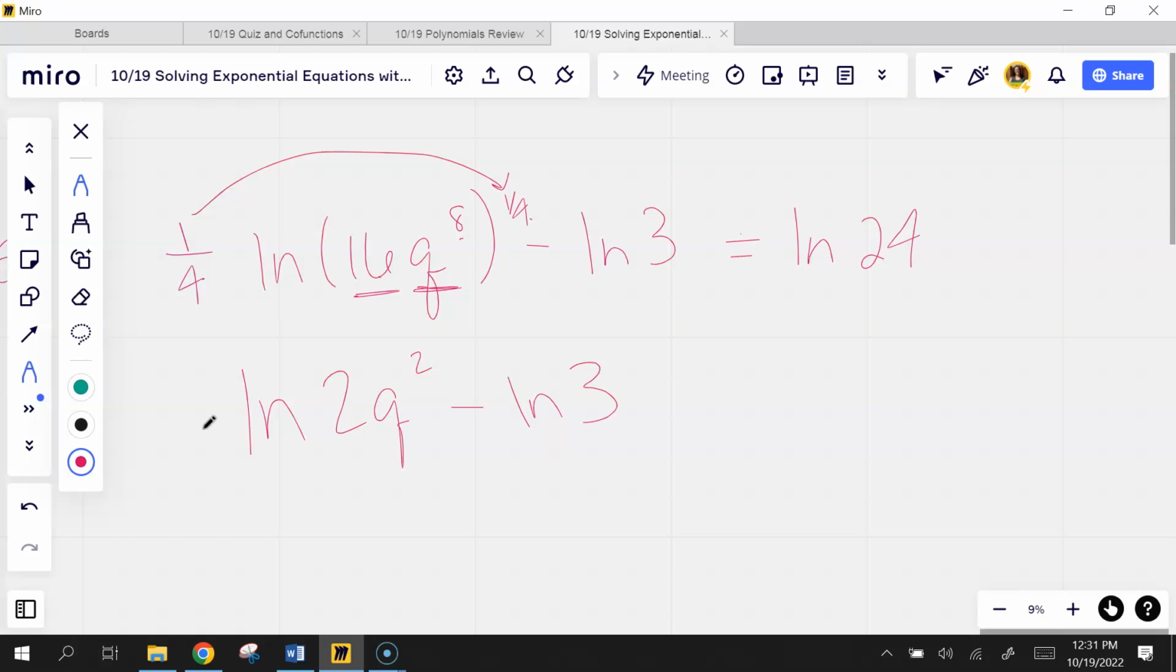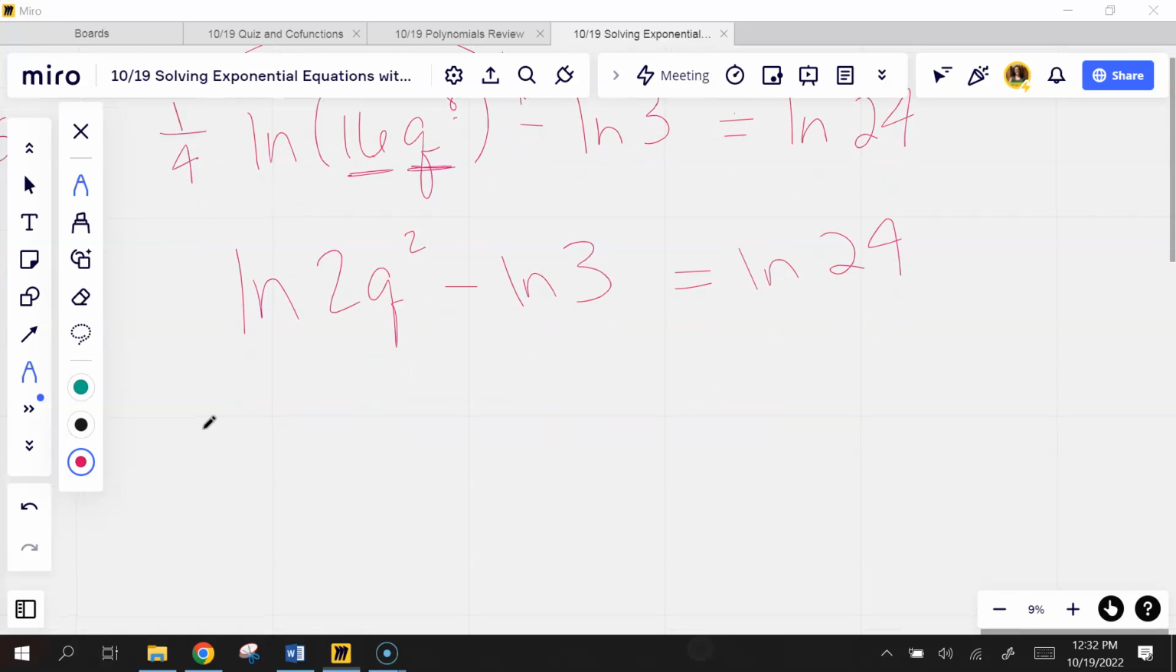Minus log 3 equals log 24. Again, I want to condense it down as much as I can. So I'm going to divide. So I have log of 2q squared over 3 equals log 24. Now they're the same, right? So since they're the same, I can just set the arguments equal. 2q squared over 3 equals 24.